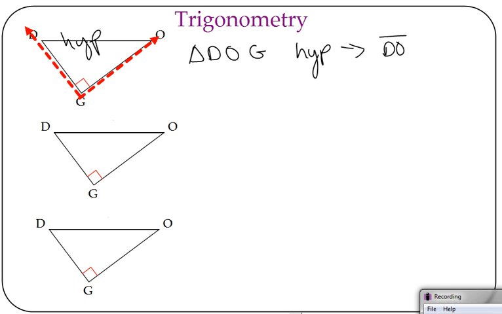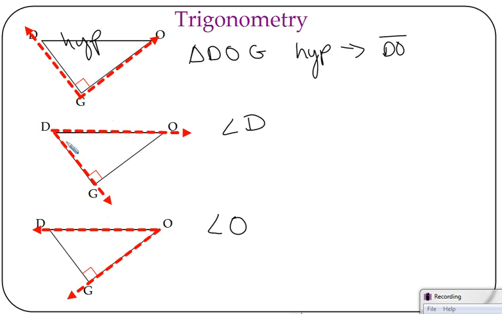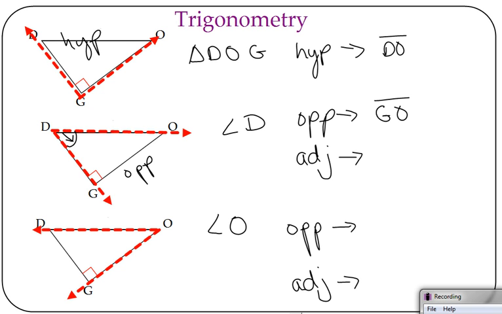We're going to redo these triangles, and we'll look at angle D and angle O. So let's start with angle D. Opposite. There's the one that's not colored. So opposite of angle D is GO, from here to here. So adjacent must be DG. Again, this is the hypotenuse, don't have to worry about it.